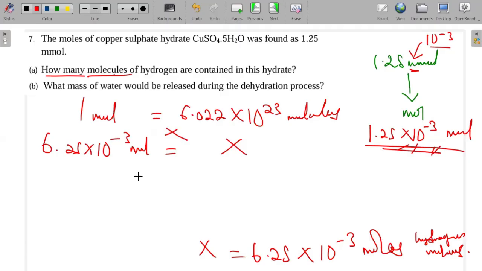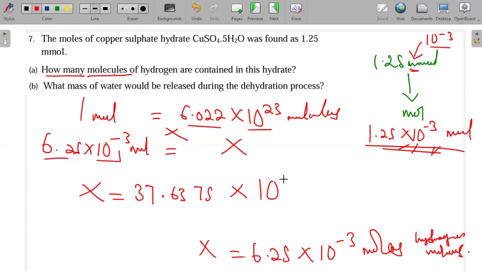So cross multiply: x is equal to this multiplied by this. So 6.25 multiplied by 6.022 will be 37.6375 times, and then 10 to the power minus 3 multiplied by 10 to the power 23, I'll get 10 to the power 20. And these will be molecules of what? Hydrogen.